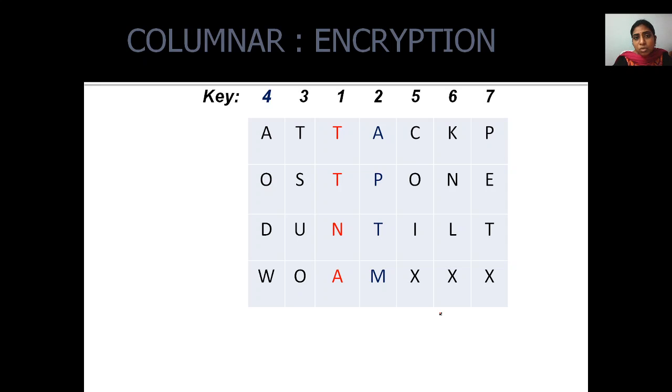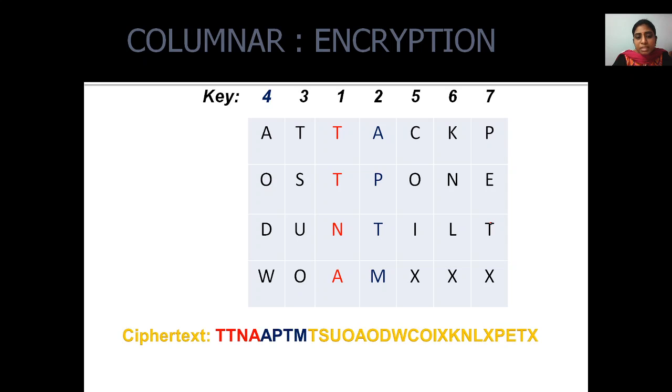Then we are going to take the ciphertext as column 1, the value that is there. Then this value is taken as the first ciphertext value, then the second value, third value, fourth value, fifth value, sixth and seventh. So you are going to get the ciphertext as TTANA, APTM and so on till the last. So like this the columnar transposition cipher works.